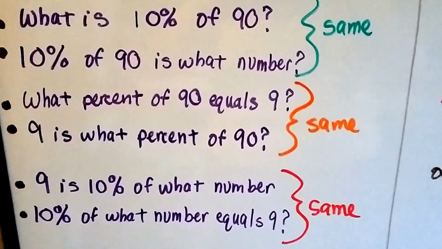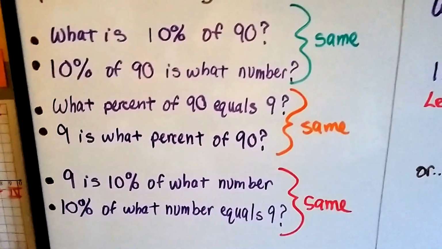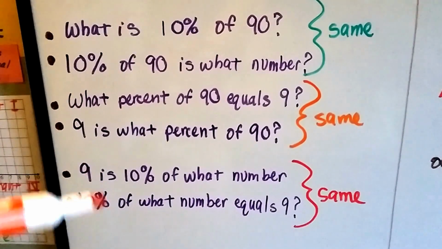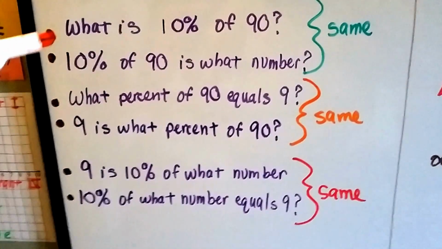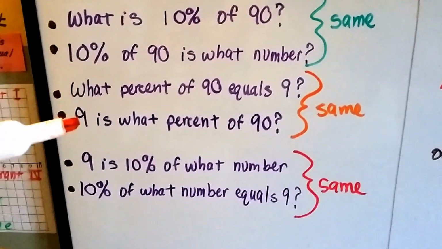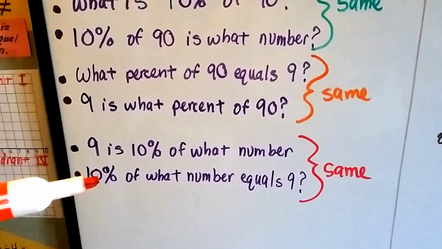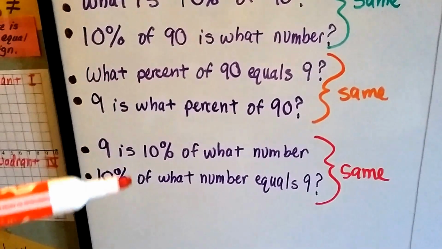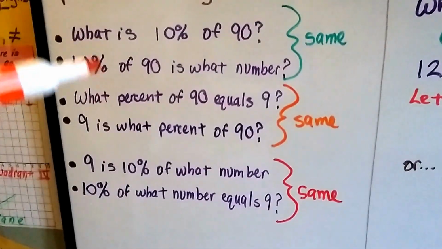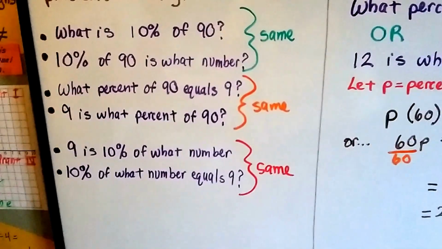Look at these. There's 6 statements, but they're only asking 3 things, because these 2 statements are the same, these 2 statements are the same, and these 2 statements are the same. What is 10% of 90 is the same thing as 10% of 90 is what number? What percent of 90 equals 9 is the same thing as 9 is what percent of 90? And 9 is 10% of what number, and 10% of what number equals 9? These are the same thing. So even though there's 6 questions here, there's only 3 questions, really, because these are asking the same thing.